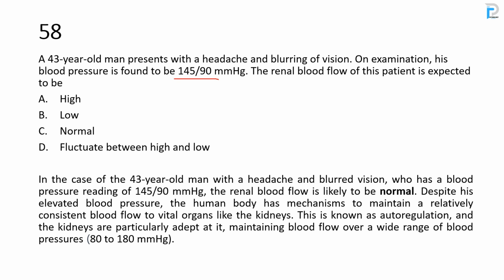There is a range, which we call the auto-regulatory range for renal blood flow, and that range is from 80 to 180. So a change in the mean arterial pressure between 80 and 180 will result in no change in renal blood flow. Renal blood flow will be maintained constant. So the correct answer here is that it will remain normal, because the change in the pressure here is within the auto-regulatory range of renal blood flow.